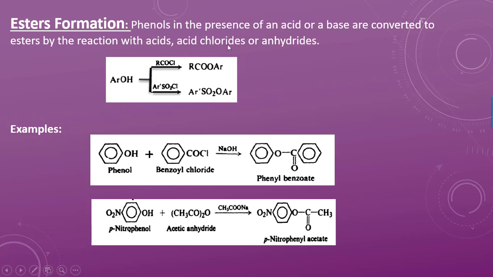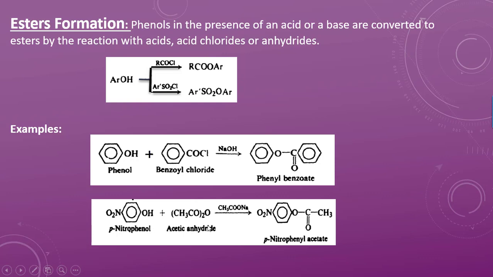Next one is ester formation. Phenols, in the presence of an acid or a base, are converted into esters by reaction with acids, acid chlorides or anhydrides. So here it is shown that phenol on reaction with acid chloride is converted into esters, and similarly phenol on reaction with sulfonyl chloride also forms sulfonate esters. Phenol on reaction with benzoyl chloride in the presence of NaOH will form phenyl benzoate. Here the H and Cl will leave, and the rest of the molecule will combine with each other and form phenyl benzoate.